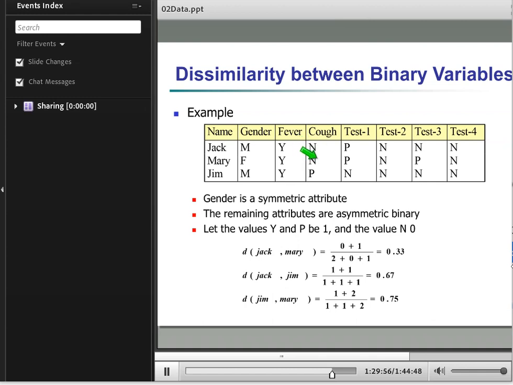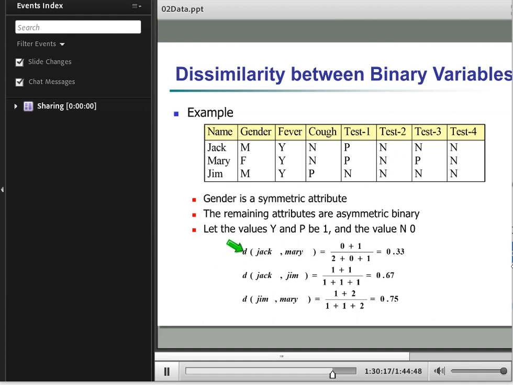Both of them have not cough. Test 1 for both of them is positive. Test 2 is negative. Test 4 is negative. And test 3 is negative for Jack and positive for Mari.